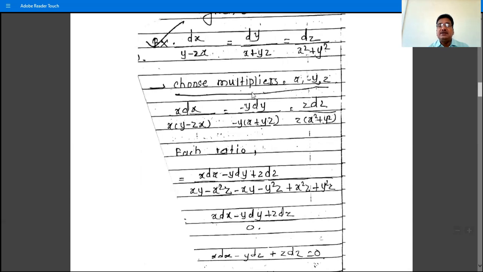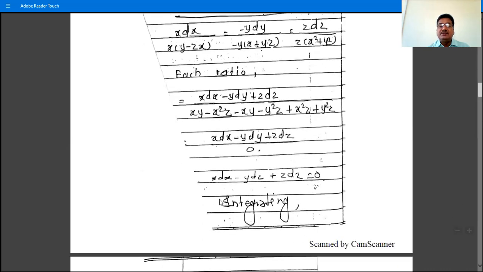After writing this statement that we choose multipliers x, minus y, z, directly write each ratio is equal to, don't write this step. So each ratio is equal to x dx minus y dy plus z dz, and if we multiply by x, y, and z with respect to x minus y and z, we have this denominator, and the answer of this denominator is 0. So we have x dx minus y dy plus z dz is equal to 0.